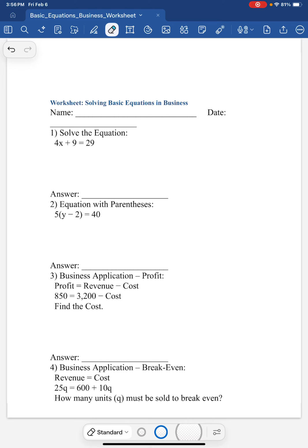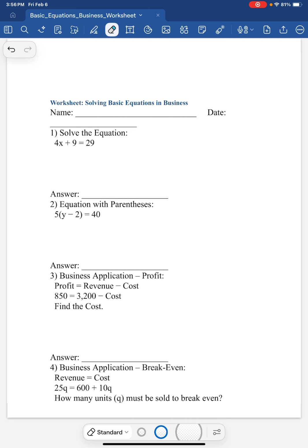Okay, guys, we're going to look at some basic equations to just kind of refresh your memory. I know you've probably had all of this at some point in some high school math courses, but we just need to make sure that we remember how this works, okay? Solving the equations. So here we have 4x plus 9 equals 29.